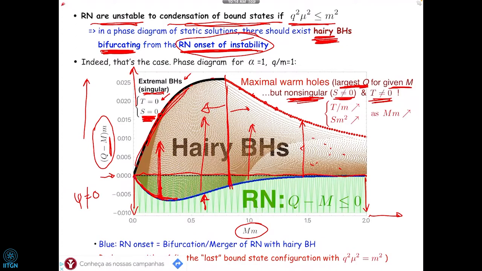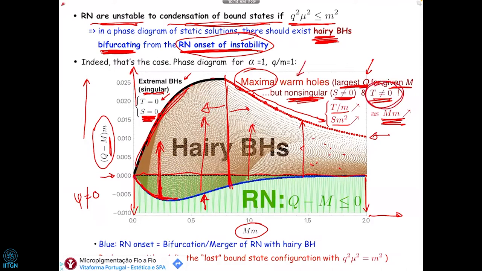Moreover, as I go along this curve from the left to the right, so as the mass is increasing, I see that the temperature and the entropy of these solutions are also increasing. So here we have what we call a maximal warm hole. Why maximal? Maximal because it's the solution that has the largest Q for a given M. In that sense, it's the maximum one. Warm because it has non-zero temperature, so it's warm. It's not cold like this one at zero temperature.